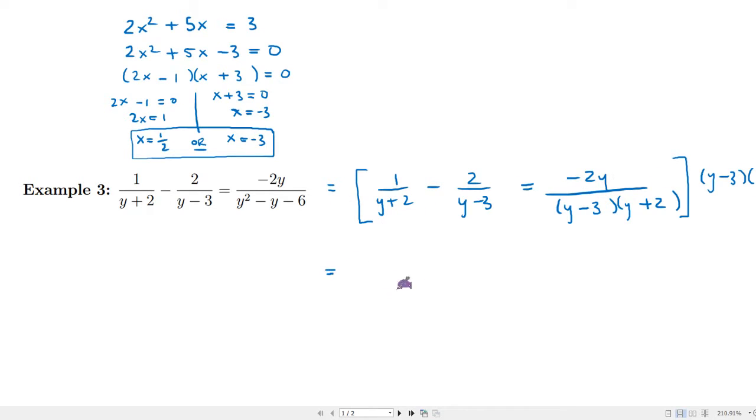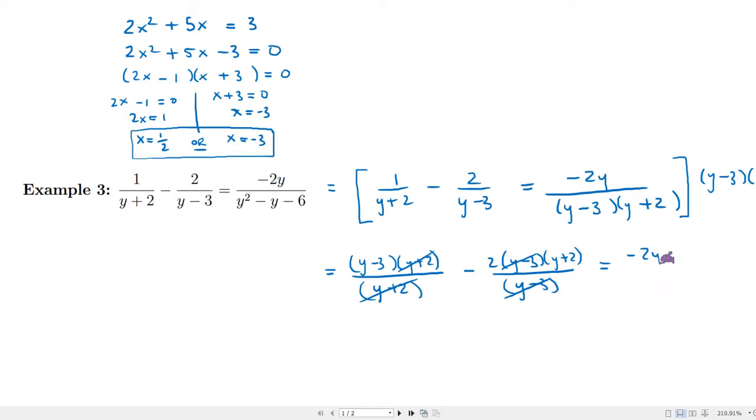So if we do that, do you see that this is going to just give us, well, let me write it out, but after you do enough of these, you can sort of just see exactly what you're going to get. It's going to reduce this factor. Multiplying this one by this one, I'll have 2 times y minus 3 times y plus 2 over y minus 3, so it's going to reduce this one. And then the minus 2y times these two is going to reduce the entire denominator.